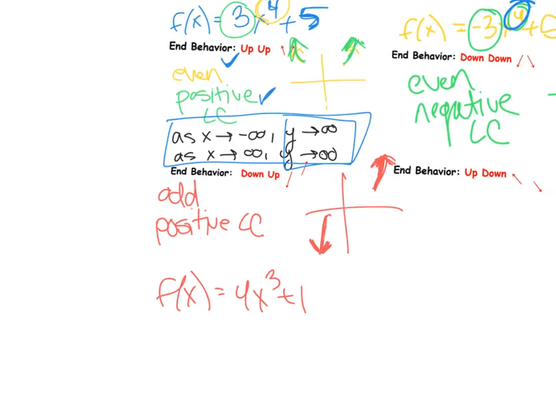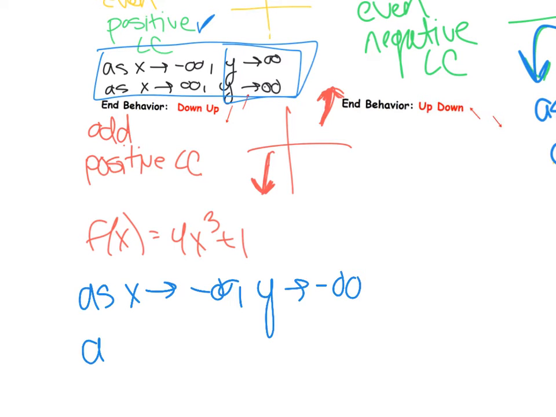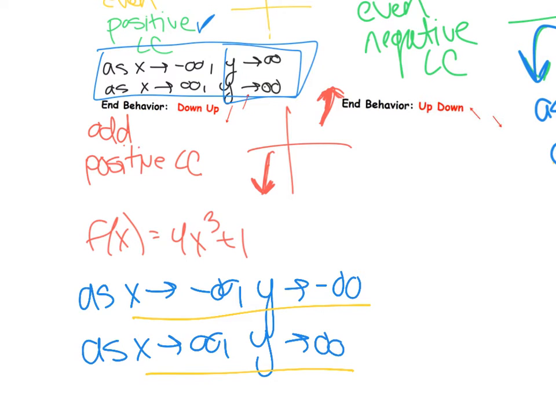So what does that mean for our end behaviors? As x goes to negative infinity, y goes to negative infinity. And as x goes to infinity, y goes to infinity. For a positive odd graph, these will match up on the lines. The x will be the same thing as the y.